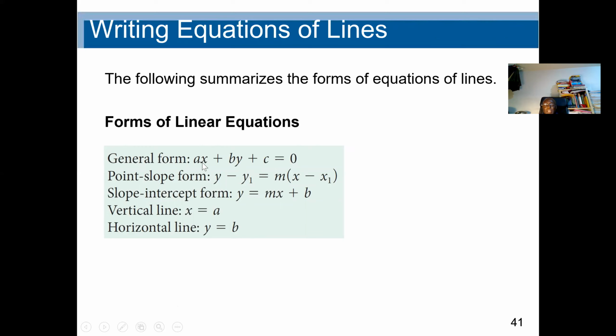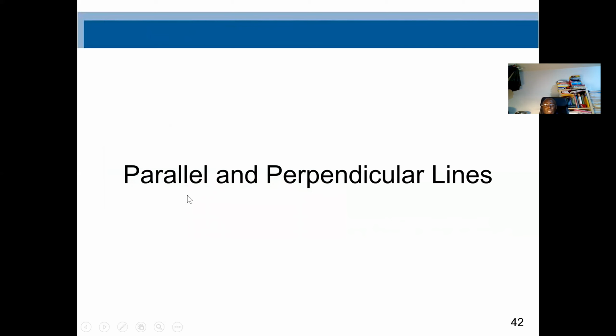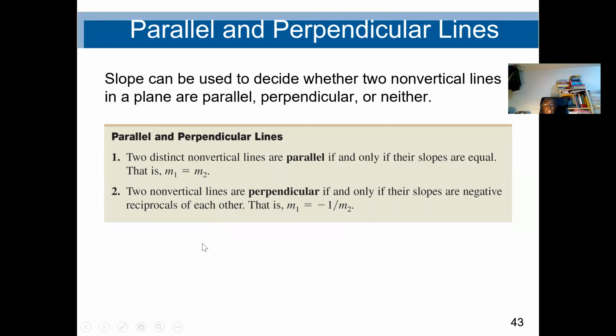We have different types. The general form is ax + by + c = 0. Then we saw the point-slope form, which we normally use to write down the equation of a line. Then we have the slope-intercept form, the vertical line and horizontal line. So the next topic is parallel and perpendicular lines. As we said earlier, the difference is the slope. If we have two lines that are parallel, their slopes are the same. If we have two lines that are perpendicular, then the slope of the second one will be the reciprocal and negative of the slope of the first one.